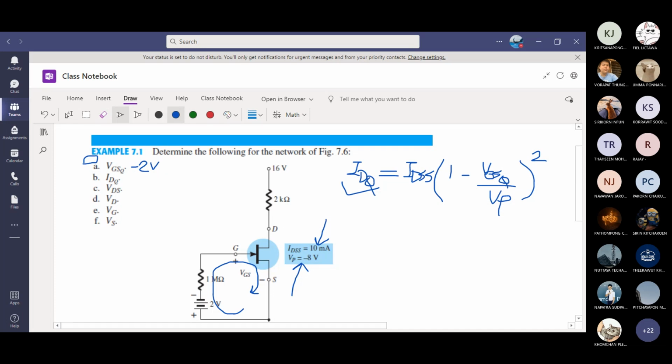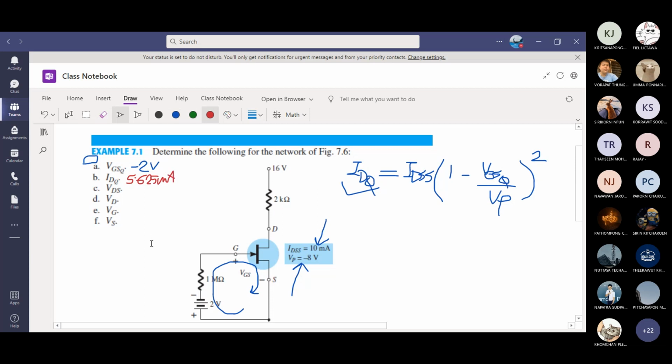Ajahn, for B, I got 5.625 milliamp. 5.625 milliamp, yes. If you put all the values here, it is 5.625 milliamp.